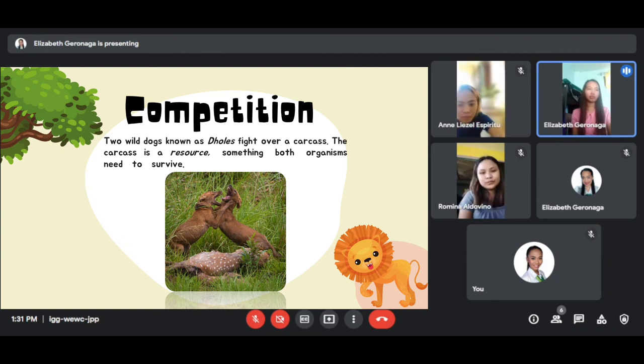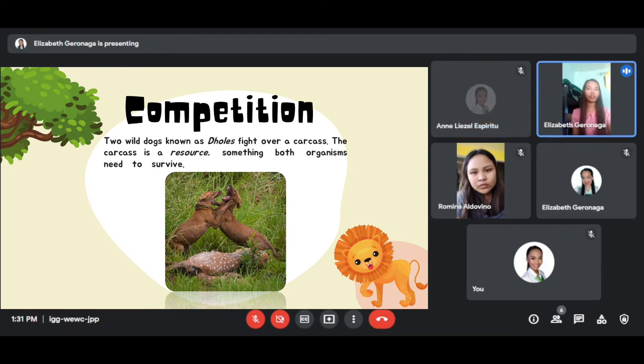As you can see in the picture, two wild dogs fight over a carcass. The carcass is a resource, something both organisms need to survive. So they fight with each other for territory and for the resources that they need to survive.